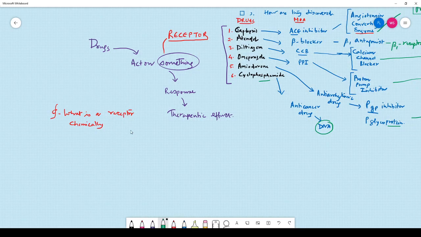So what is a receptor chemically? We have said that the receptor is basically macromolecules. In the examples we cited, we found the macromolecules to be proteins or the nucleic acid. So then, with this information, we can try to define a receptor.